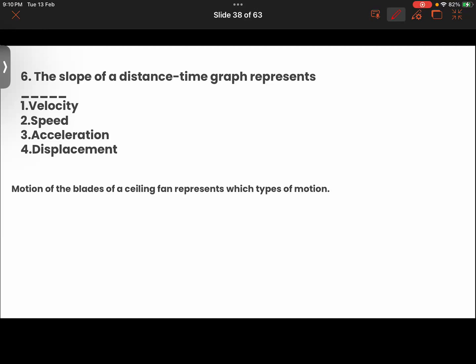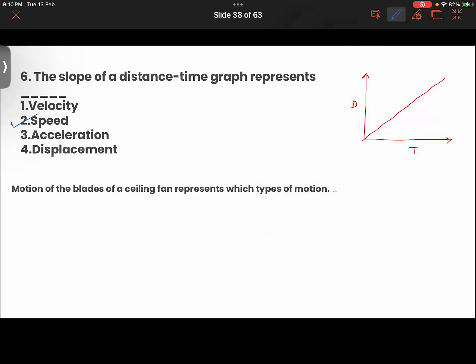Are you guys getting the question or not? So you will be plotting the graph between the distance and time. This is the slope you will be getting. This slope, earlier I also told you, what does it represent? Speed. Exactly, speed.